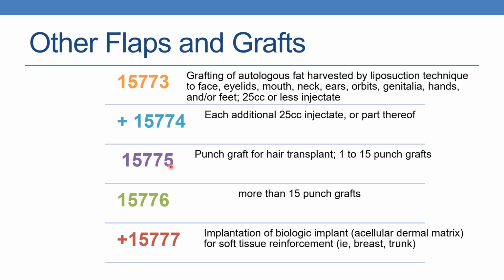The next is 15775. Punch graft for hair transplant 1 to 15 punch grafts. The next is 15776. Punch graft for hair transplant more than 15 punch grafts. Next is an add-on code plus 15777. Implantation of biological implant. Acellular dermal matrix for soft tissue reinforcement. For example, breast and trunk.